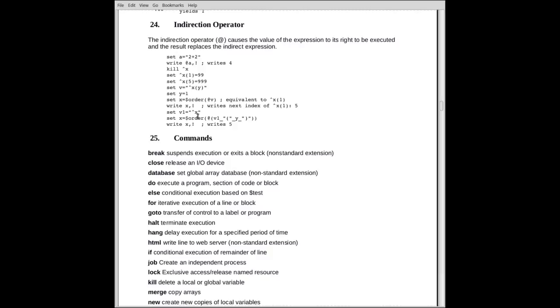Again, here is a more complicated example. We set V1 equal to, quote, up arrow X. And then we ask the order of at, and then we have a sub-expression here. We have an expression: the value of V1, which is up arrow X, concatenated with a parenthesis, concatenated with the value of Y, concatenated with a closed parenthesis. All that together evaluates out to be up arrow X sub 1. And when we get it back again, we're going to get 5 because it gives you the next descendant. But that's a longer use of the indirection operator. We'll see that in some of the examples.